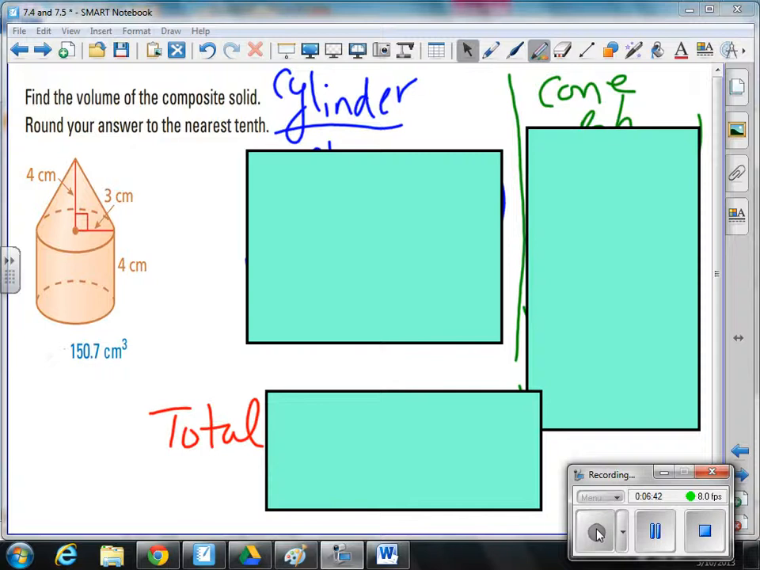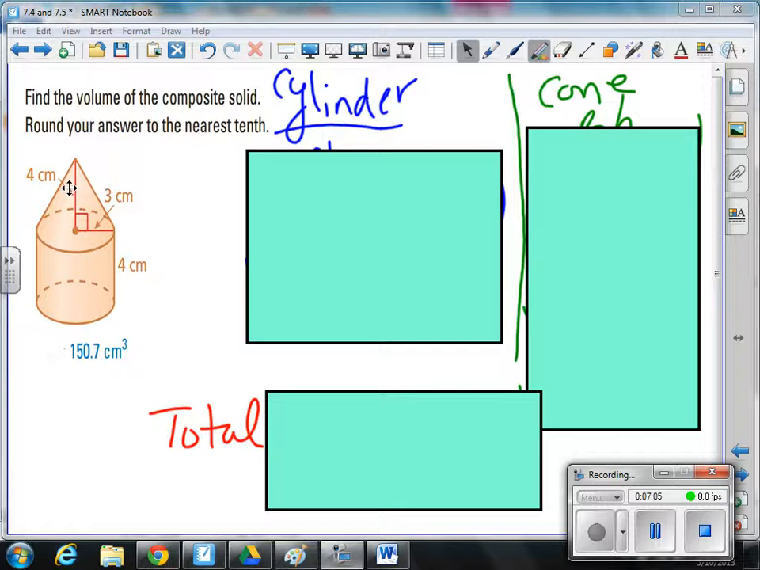So in this next example, we're going to find the volume of this composite solid. If you notice, it's made up of two shapes. It's made up of a cylinder, and it's made up of a cone. And if you take a really close look, the radius is 3, the height is 4 for the cylinder. For the cone, the radius is 3, and the height is 4.